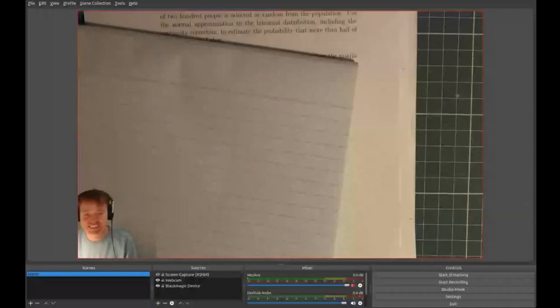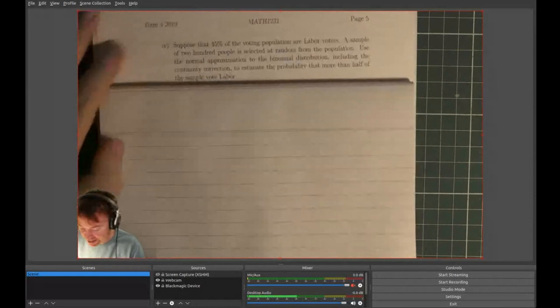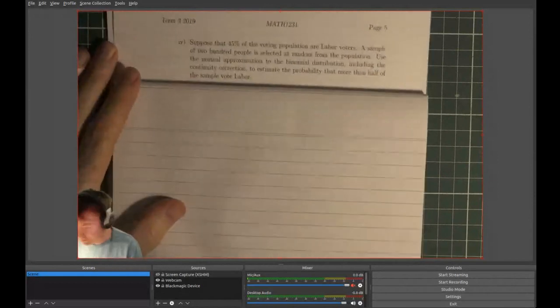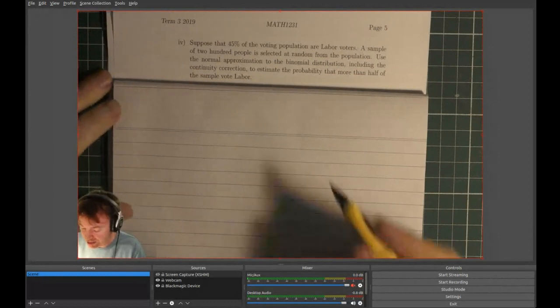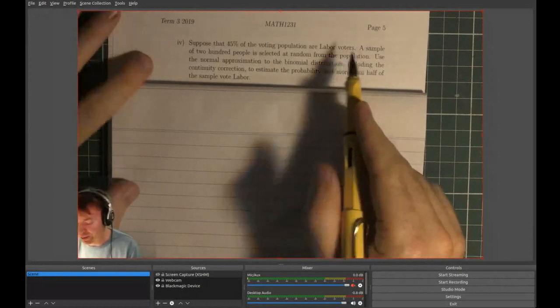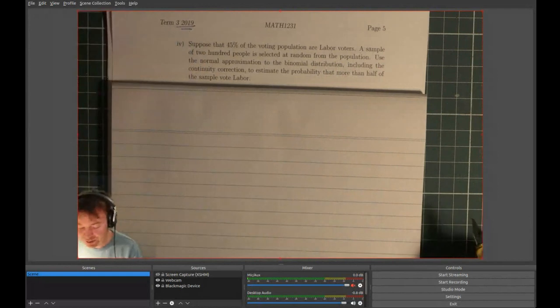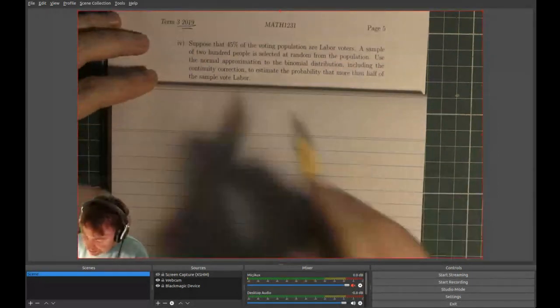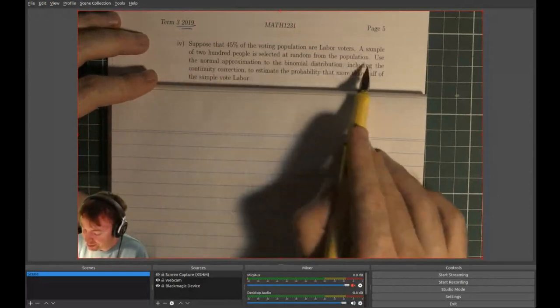All right. Okay, so the next question is this one. Suppose that 45% of the voting population are Labour voters. And maybe I'll remind you that this is term 3, 2019, so it's recent. The exam was written about the same time as the election. A sample of 200 people is selected at random from the population.